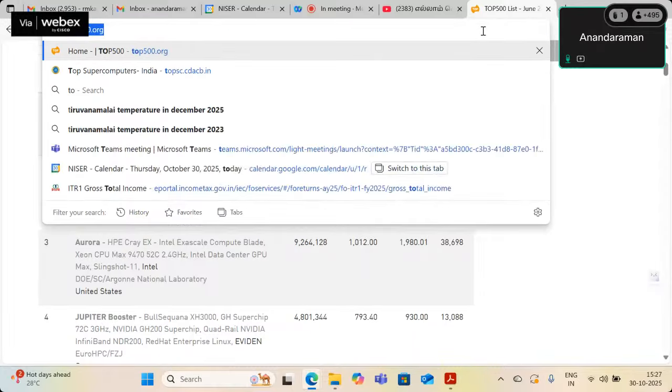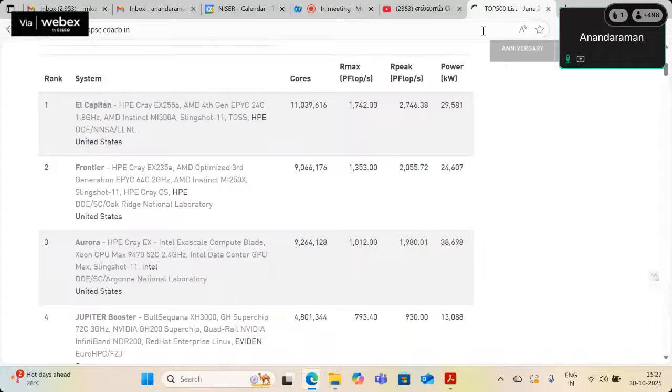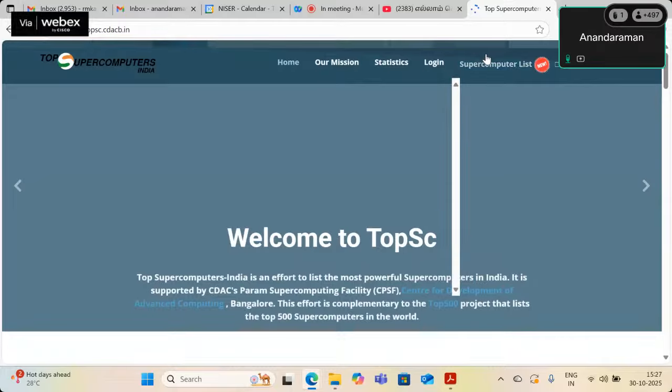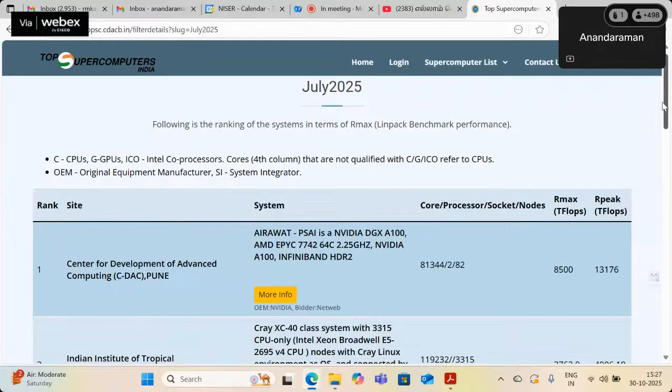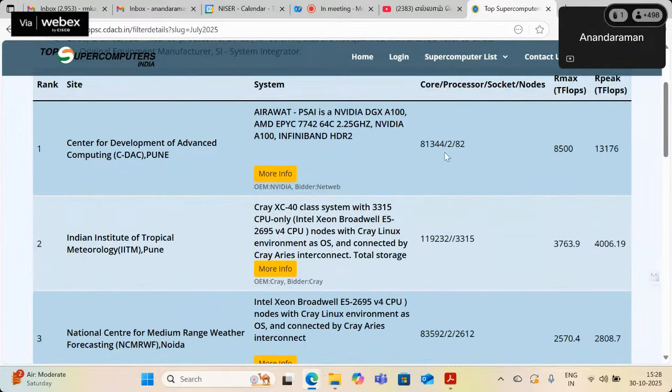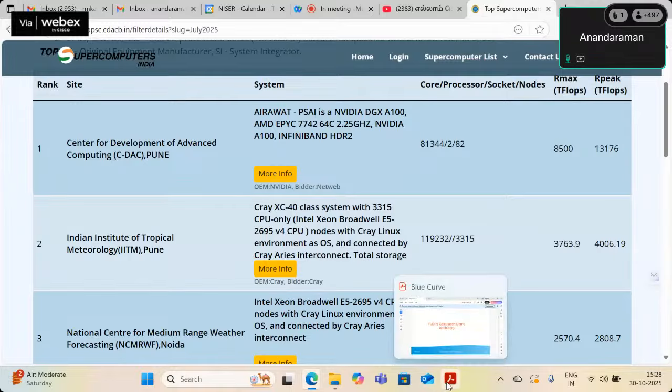Similarly, we also have the India list, top CDAC, topsc.cdacb.in. This is the India list. Here it is Rmax, Rpeak. Rpeak is the theoretical teraflop. Here it is teraflop, not petaflop, so you can say about 8.5 petaflop Rmax. That is why HPC is measured in terms of how many floating point operations it can do.